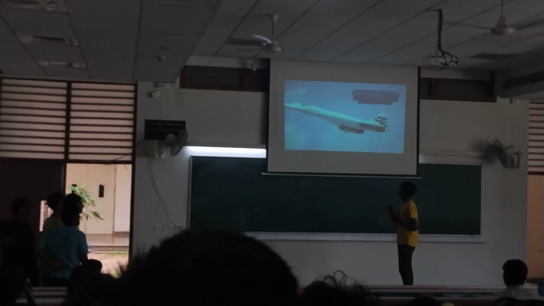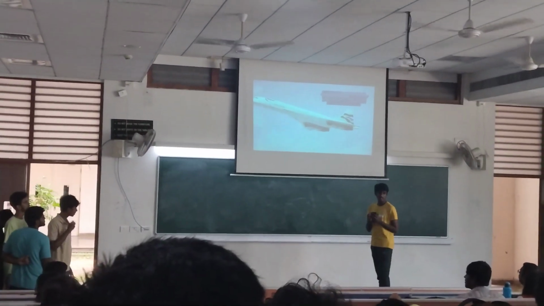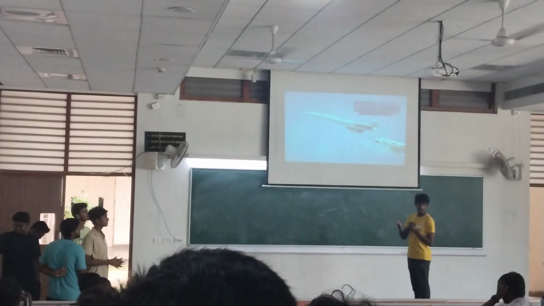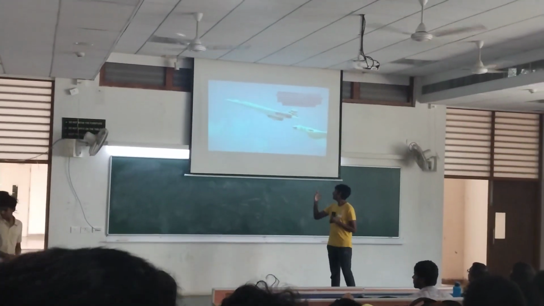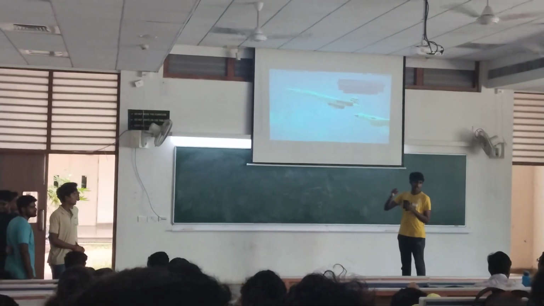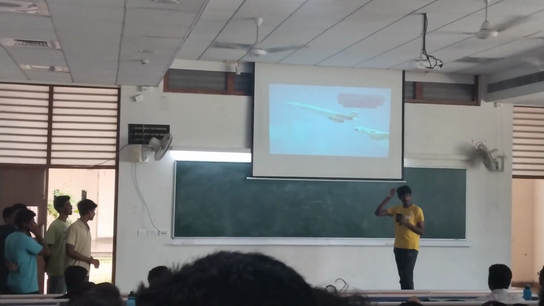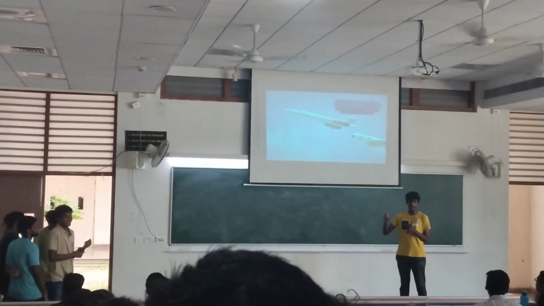Okay, first of all, what is Concorde? Concorde was a supersonic jet which was used for commercial purposes. It was built in the 1960s, by the way, so I should use the word "was" because it was in the 1960s.